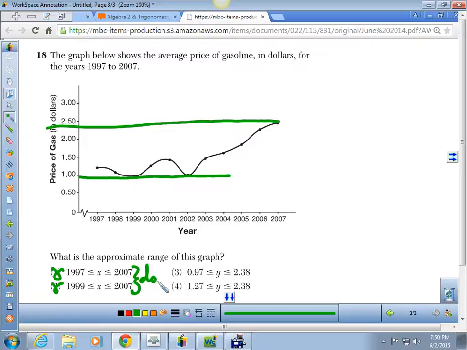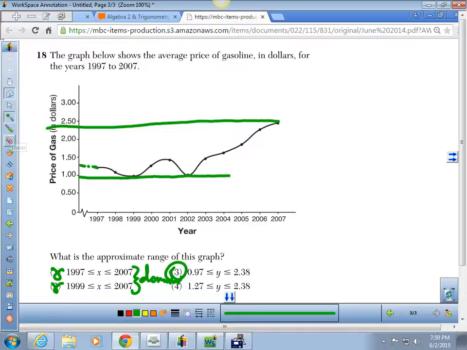These values are domain. X values are domain. We want y values. Okay? So is my lower y value lower than 1 or greater than 1? With the 0.97 or the 1.27? It's a little bit lower than 1. We want the 0.97 up to the 2.38. It starts right here at around 1.27, but is that the lowest value? No, the lowest value comes down to around here, around roughly 0.97. So domain is x values, range is y values.